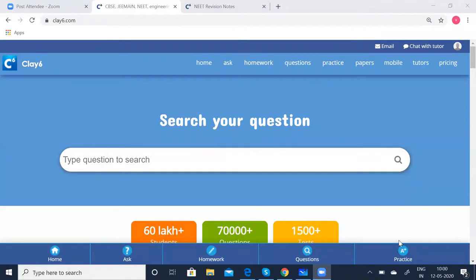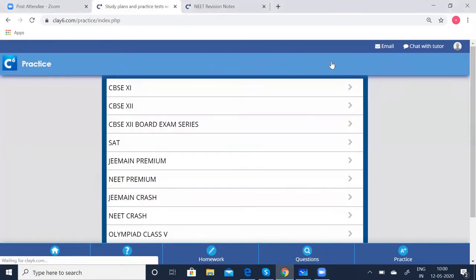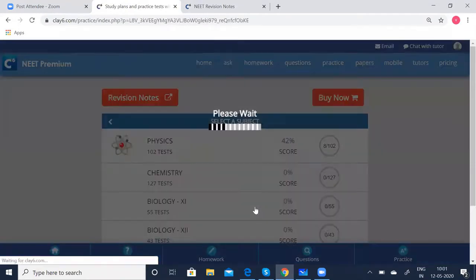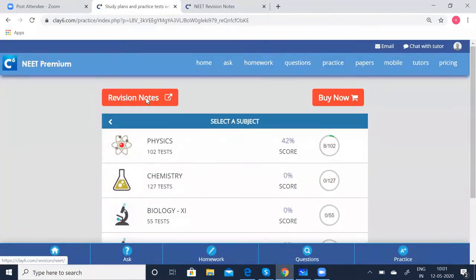Before that, this is the Clay6 page. I have opened this for you. You can as well go to the practice session. Log on to clay6.com. Click on the practice section. You have all the packages. Now go to the NEET premium package. We have the revision notes here.